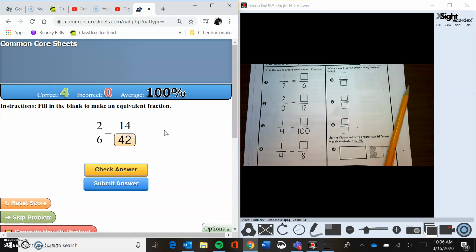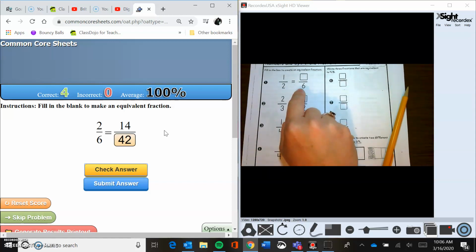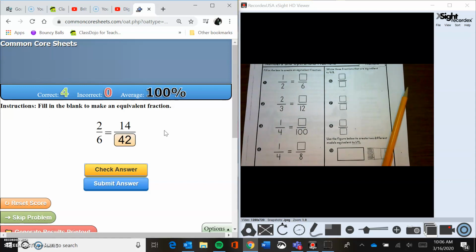You only have 10 problems to do today, so make sure you're showing your work as best you can. If you're multiplying by over here, show us what you're multiplying by. 2 times what would give you 6. Make sure you're writing that down here. Even if you can do it in your head, we still want to be able to see, you know, what you're multiplying by. That way, if you make a mistake, we'll know where you messed up on, okay?